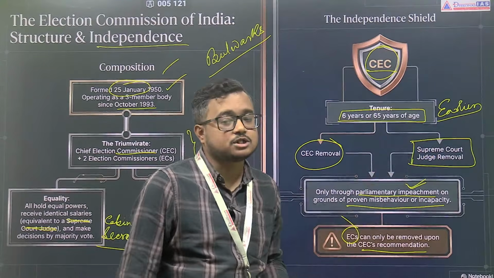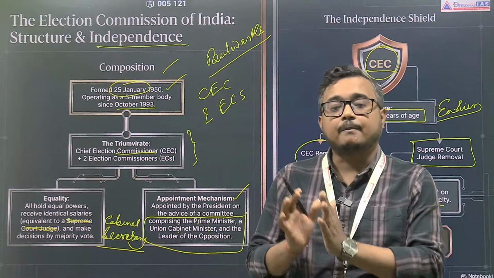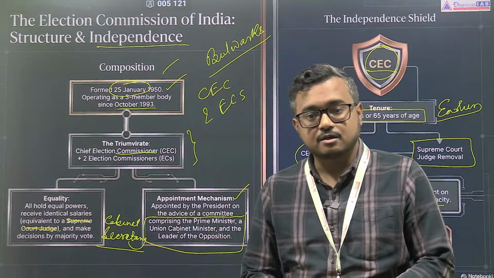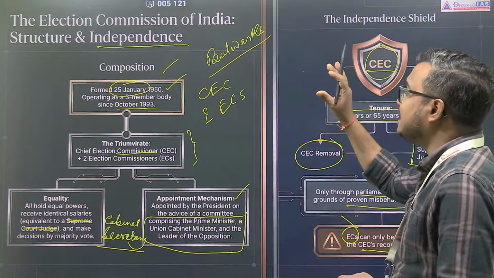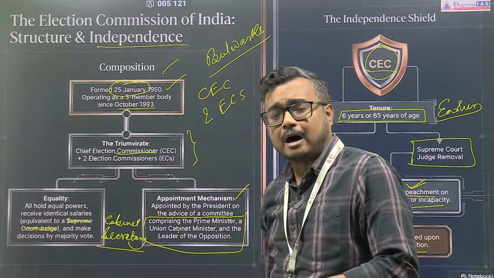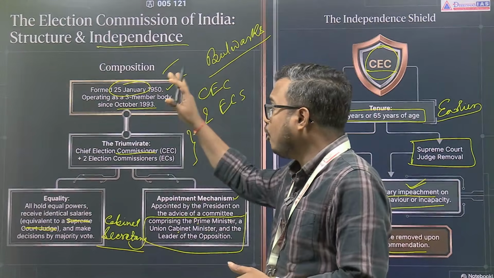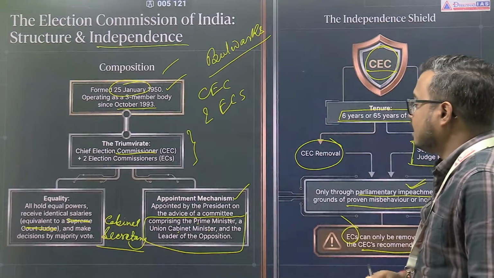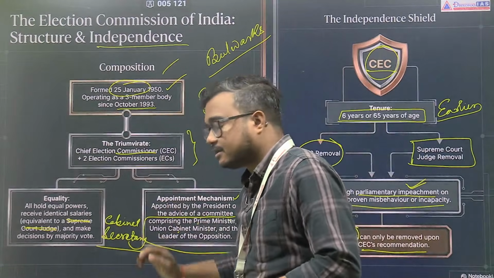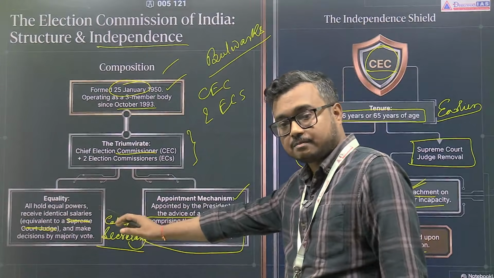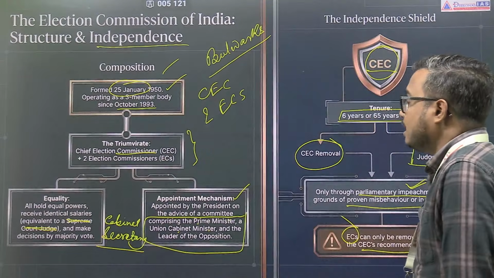And even a Supreme Court judge will be removed only via a parliament impeachment, and then the President will remove that judge. Okay, so that is the Election Commission. Article 324 gives the power and the background of all this independence to the Election Commission, right? And presently the salary they are getting is equivalent to a cabinet secretary. Okay, not a Supreme Court judge. Please check that, okay?